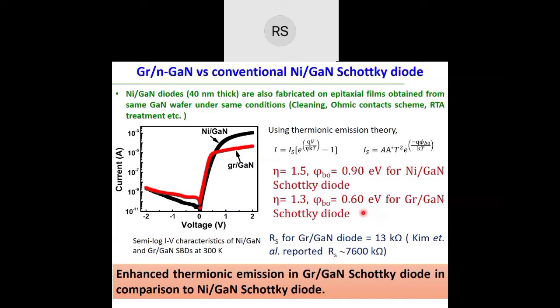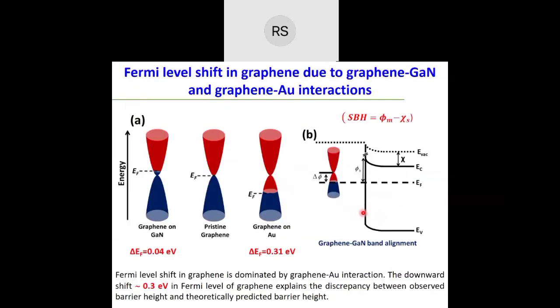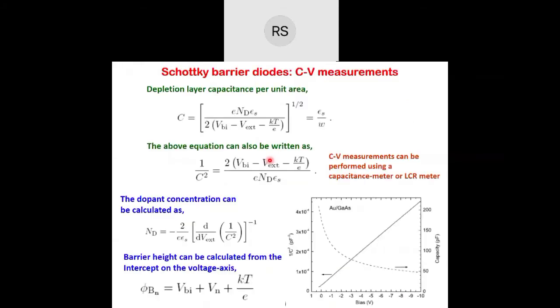Anyhow, we tried to explain the Fermi level shift in graphene due to its interaction with gallium nitride, compared to the pristine. This is the electronic band structure of graphene, and you can tune the Fermi level in graphene and make it n-type or p-type, just by making it contact the metal or the gallium nitride. This was very good work which was done by my student.